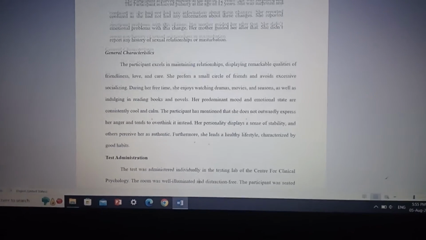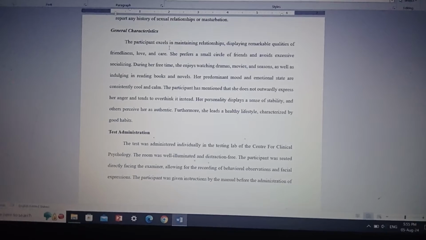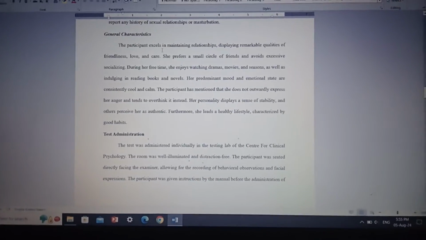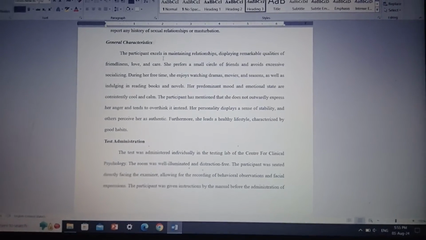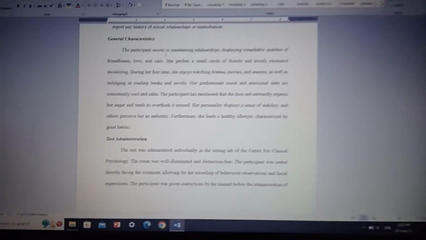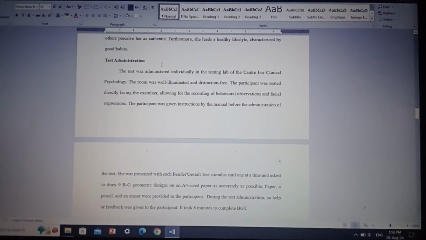Then we will add general characteristics, like what the participant possesses, the personality, like is he social or not, what are her hobbies, things like that, the part of the personality.